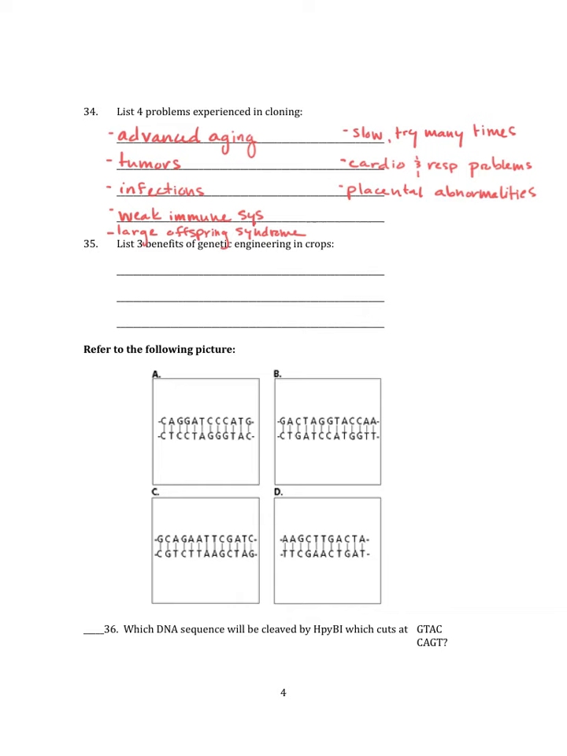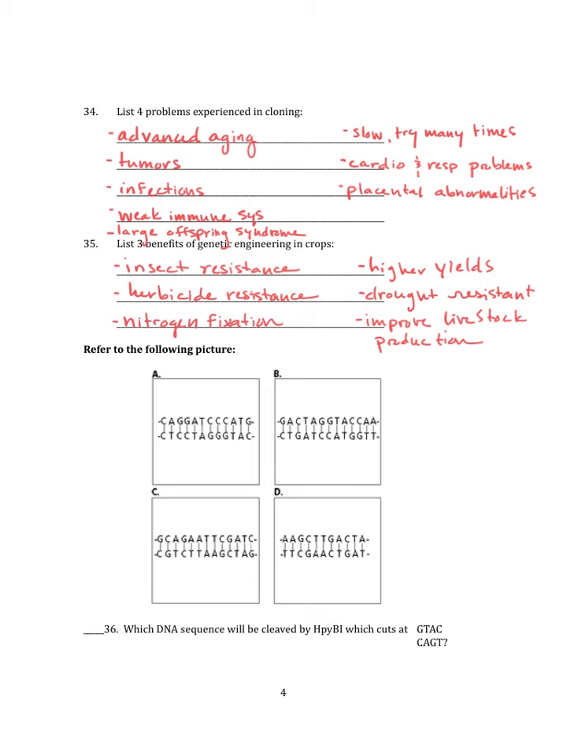Number 35. We're going to list some benefits of genetic engineering in crops. Some of the things that have been helpful is that we can engineer plants to be insect resistant. We can engineer plants to be herbicide resistant. We can engineer plants that have an increased ability to fix nitrogen, which means that we can put less fertilizer on fields. Plants can also be improved to have higher yields or to use less water. We can also improve livestock by improving the quality of the animals that we're breeding, whether it's for food or anything like that. So there are definitely some benefits to genetically engineering crops.